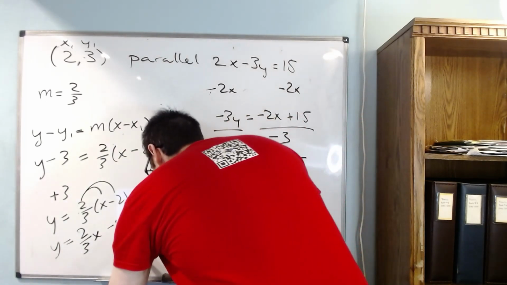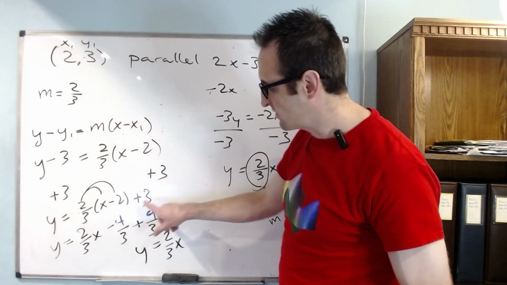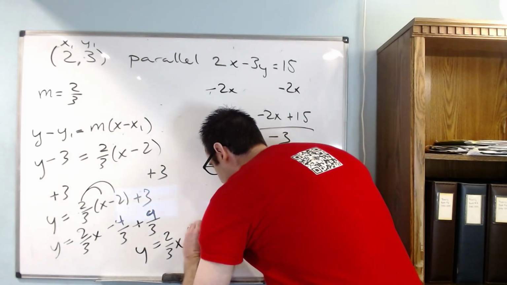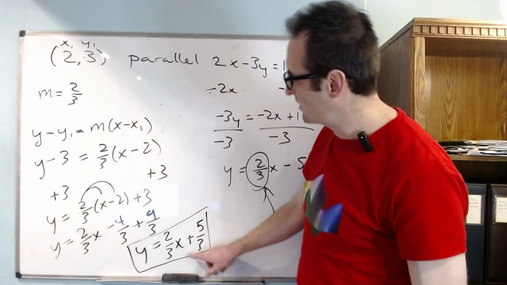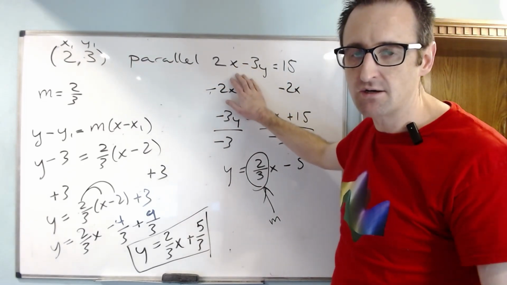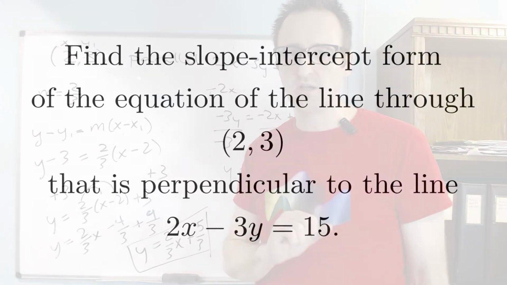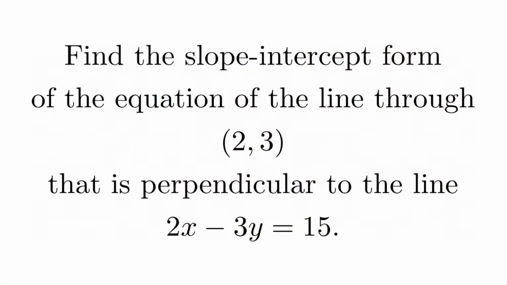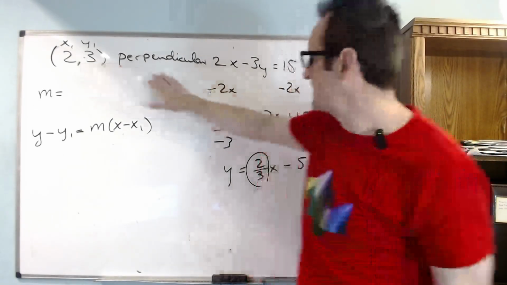Simplifying that, we end up with y is equal to 2/3 x. Negative 4/3 plus 9/3 is plus 5/3, and that right there is the slope-intercept form of the equation of the line through this point that is parallel to this line here. Now, before we go, let's change this up and do one last problem with this. Let's say we want to find the equation of a line through (2, 3) that is perpendicular to 2x minus 3y equals 15.